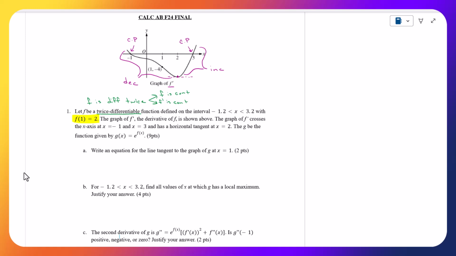So all this stuff here is just extra. It's helpful if you don't notice it on the graph, or maybe you want to argue that the vertex isn't super clear, but we can see it from the graph. And I have a typo here. It should have said let g be the function given by g of x equals e to the f of x. Okay, before I do anything, I want to notice some things about this function here.